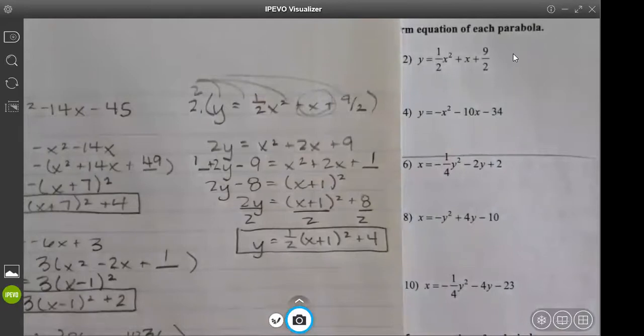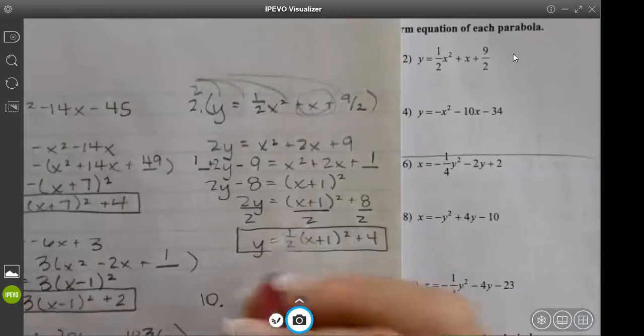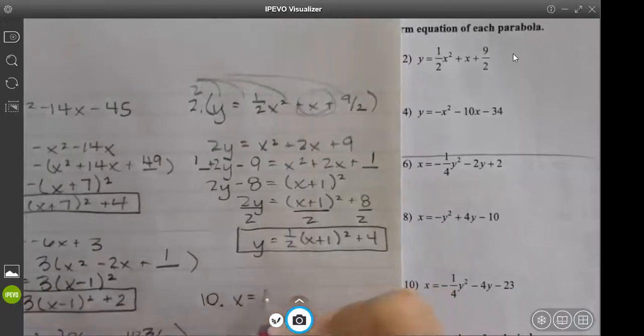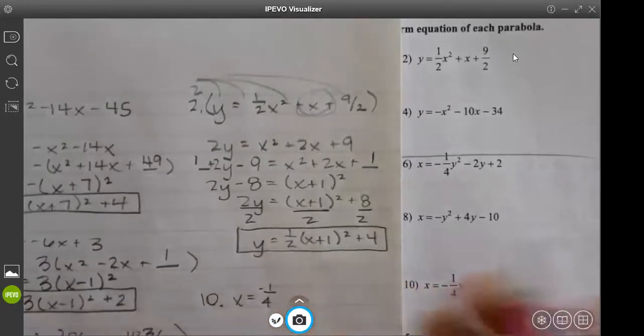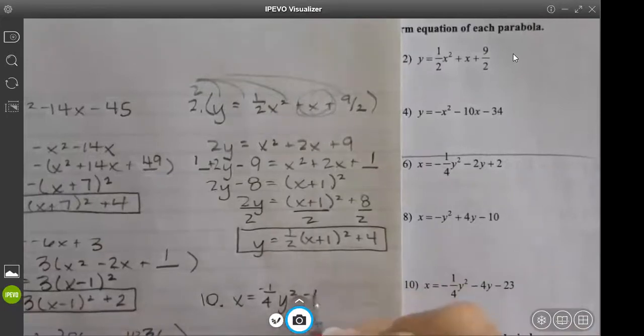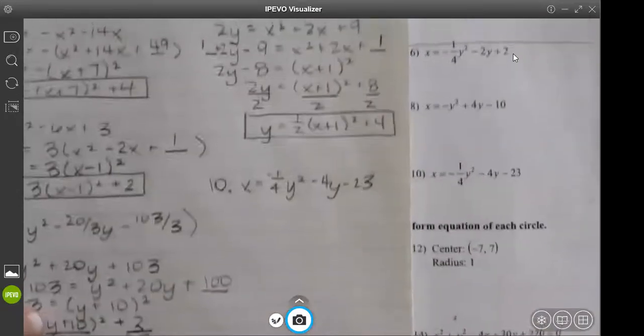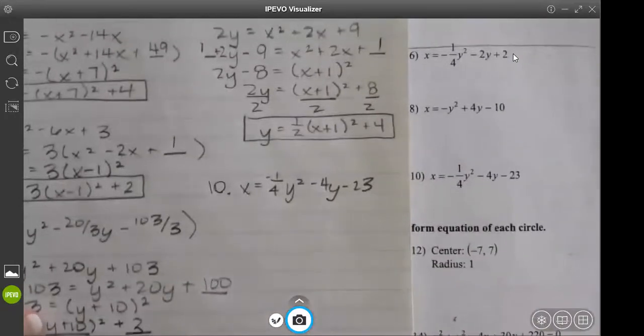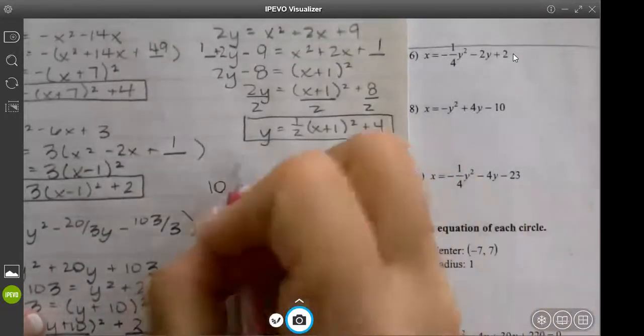And then again, 6 and 10 are exactly the same. 4 and 8 are exactly the same as we've already done. I'm going to do one more like this, and I'm going to do number 10. So it is x equals negative 1/4 y squared minus 4y minus 23. We're going to multiply everything by negative 4.